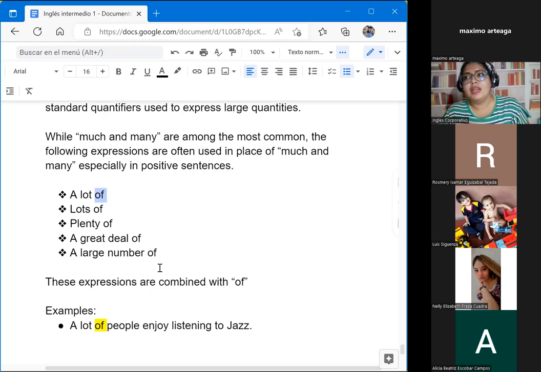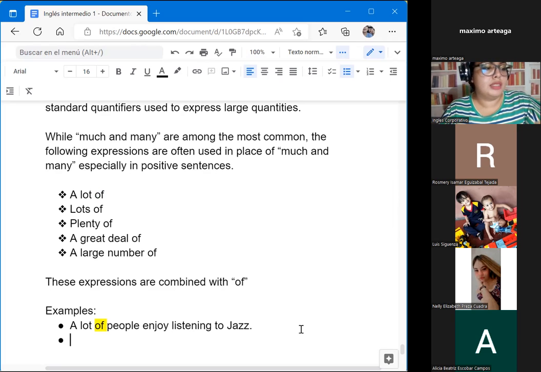It's like that we can change a little bit the words. But at the end it is the same thing, because we are expressing that a lot of people, many people, a great amount of people enjoy listening to jazz.